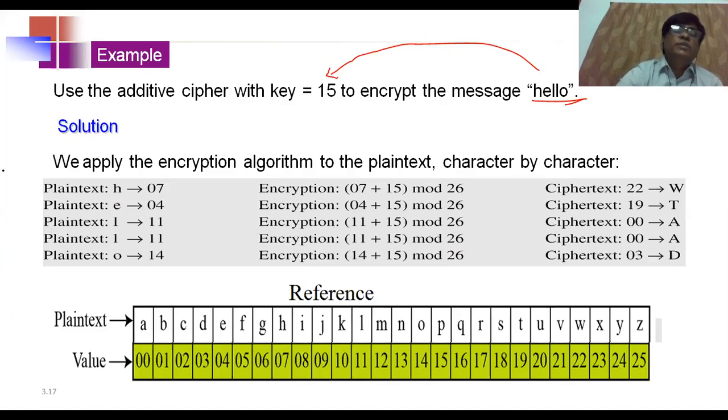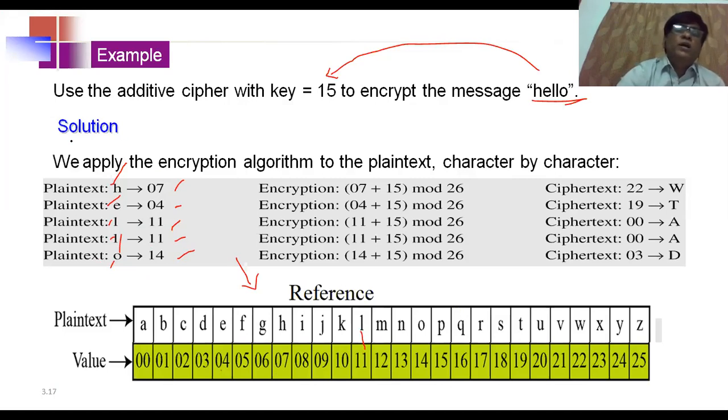So for example, consider H, its equivalent integer is 7. E, its equivalent integer is 4. Just refer to this table. For L, its equivalent integer is 11. For L, it is again 11. For O, it is 14. So these are the actual integers assigned to the characters in the plain text, as per our assignment.